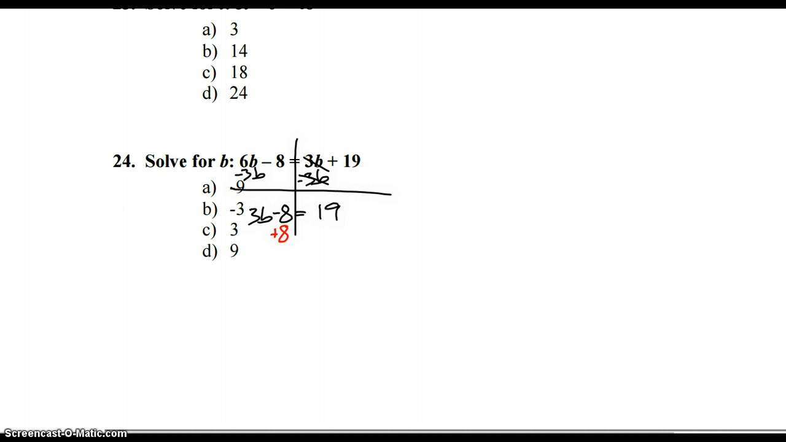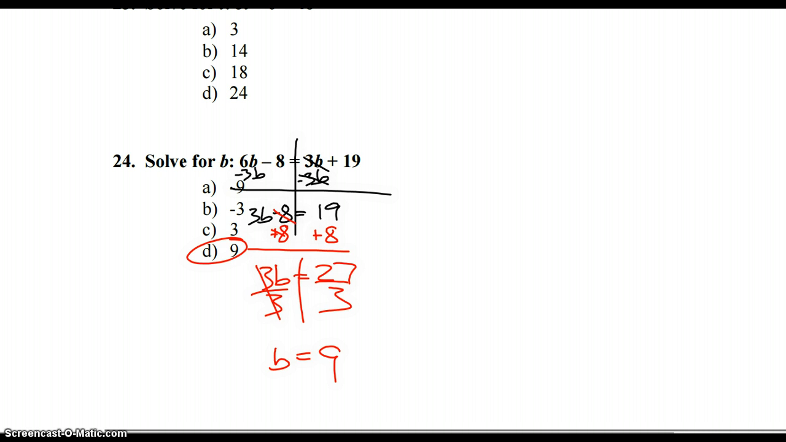So I want to get rid of anything else. And add 8 to both sides, so 3b equals 27, and then we divide by 3 on both sides, and we got b equals 9. So we'd be looking at D for that one right there.